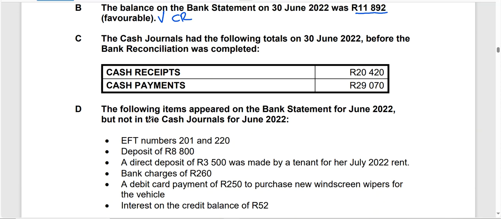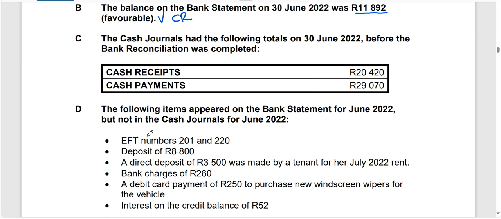Then next, we have a section whereby they are saying that the following items appeared on the bank statement for June 2022, but not in the cash journals. Once they tell you this statement, you must know that what you have to do is to check that this information on the bank statement will contain two sets of information: items from the last BRS as well as the items that are in the bank statement which need to be taken to the cash journals. Okay, so those are the things that you need to look at.